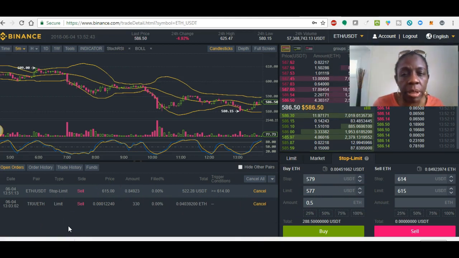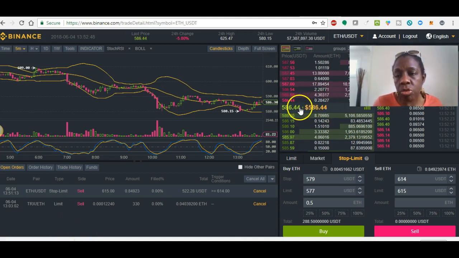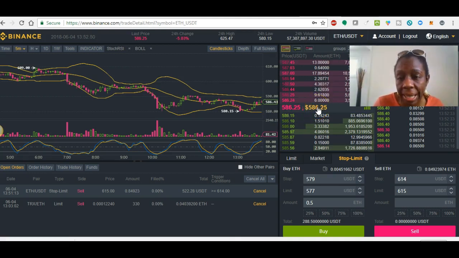By the same token, if I want to buy Ethereum and I don't want to buy at the current price, if I have strong belief in the fact that the price is going to come down, then I would use the buy portion, and I will set my slightly lower price than the current price of maybe 579.